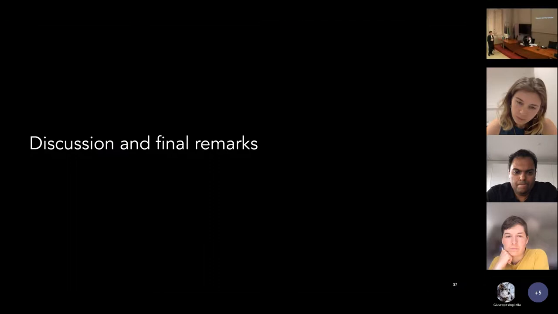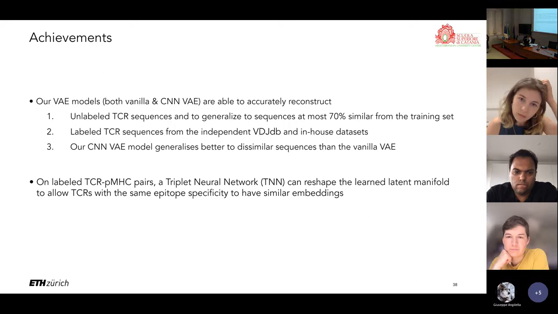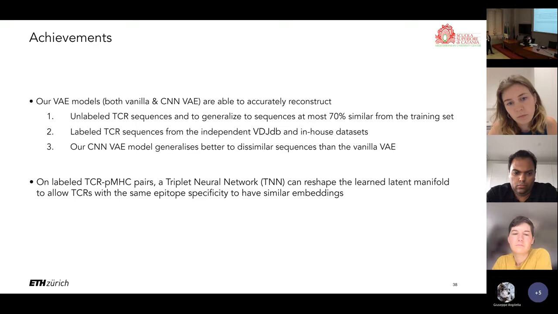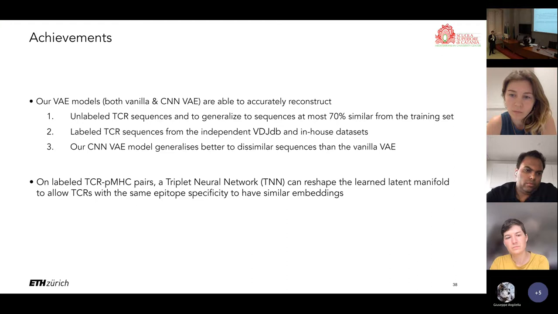That brings us to the conclusions. What we achieve is that our VAE models are both good at reconstructing labeled TCR sequences and at generalizing, with at most 70% similarity, to sequences that are at most 70% similar to those in the training set. They are also able to cluster sequences that belong to independent data sets such as VDJdb and in-house generated data, and our CNN VAE model generalizes better than the vanilla VAE. And on labeled TCR-pMHC pairs, the triplet neural network can reshape the latent manifolds so as to group TCRs having the same specificity and constrain them to have similar embeddings.